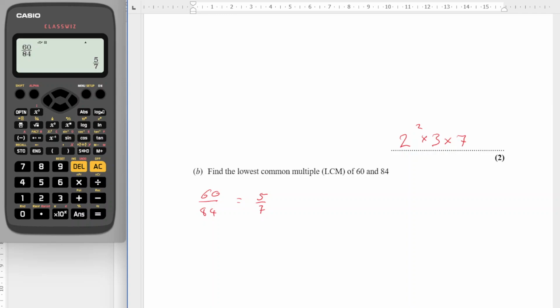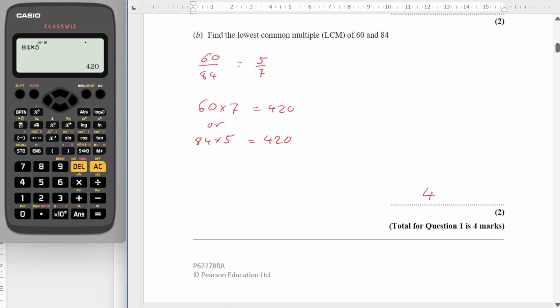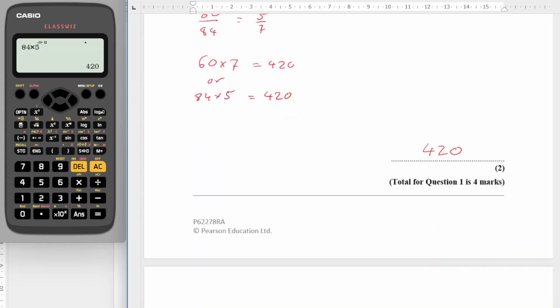And then if you take the numerator and multiply it by the opposing denominator, it gives you the lowest common multiple. So in this case, 60 times 7 or 84 times 5. Both will give you the same value. 60 times 7 gives you 420, and likewise, 84 times 5 will also give you 420. So the lowest common multiple is 420. We can break it down with a factor tree, enter the factors into a Venn diagram and do it that way. But on a calculator paper, that's all I would do.